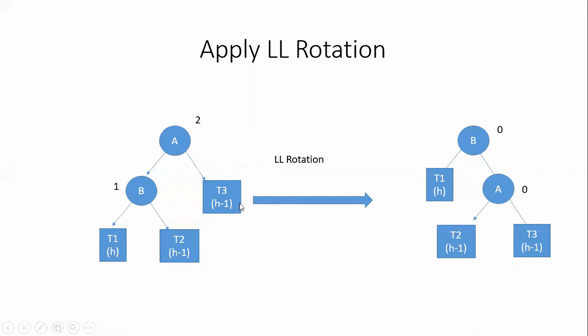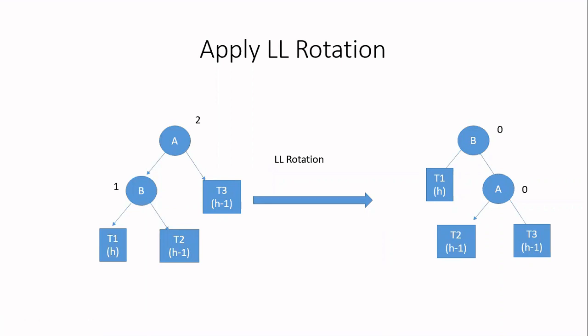Then A will be moving down along with the T3 as a right child. Then B will move up along with the T1 as the left child. Whatever is the right child of B cannot be connected to B now because of the presence of A here. So that will now be connected to node A as the left child. That is given in the diagram, so you have to perform this LL rotation.